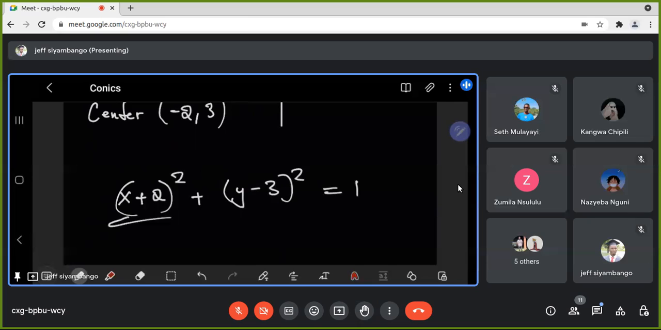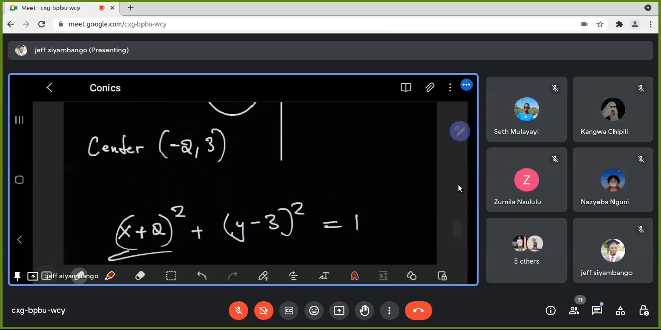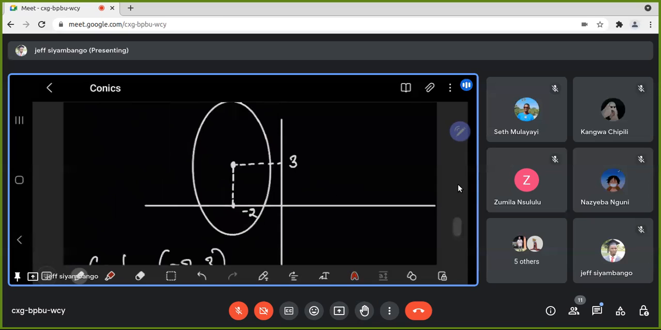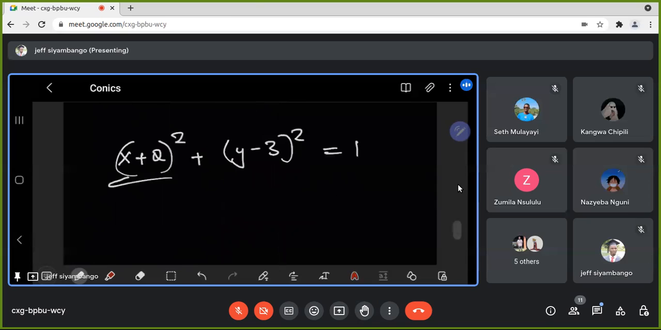Let's put our denominators there. I have put the measure to be in the vertical, so I want my y to have a larger denominator. So I'll put this to be 3 squared, and I'll put this to be 5 squared. So let's say this is our ellipse.